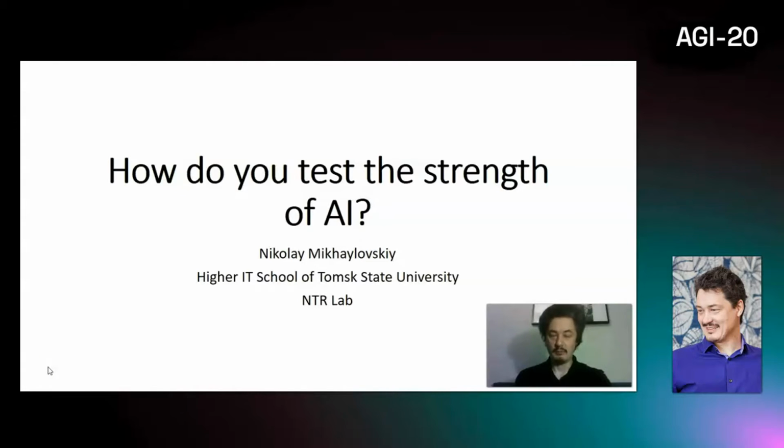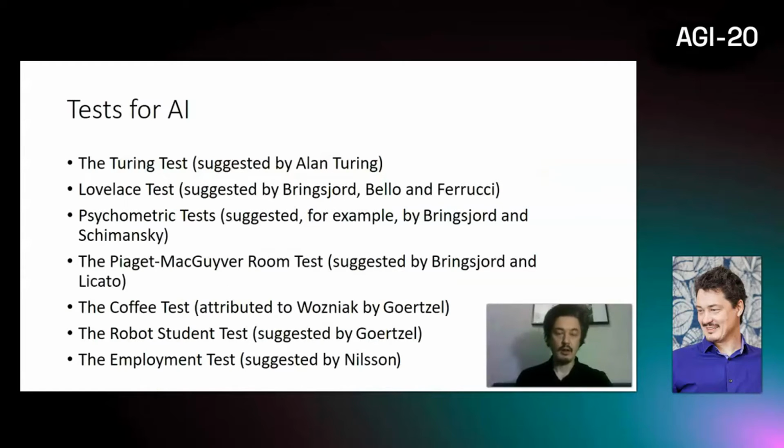And today I'll be talking about how we test the strength of AI and what the strength of AI is at all. So there's a sheer number of tests for AI strength that already exist. But from my perspective, we need a different design for the test for AI. A kind of test-driven development for strong AI development, because if we don't have a test for what we are doing, we don't know if we have achieved the results we wanted.